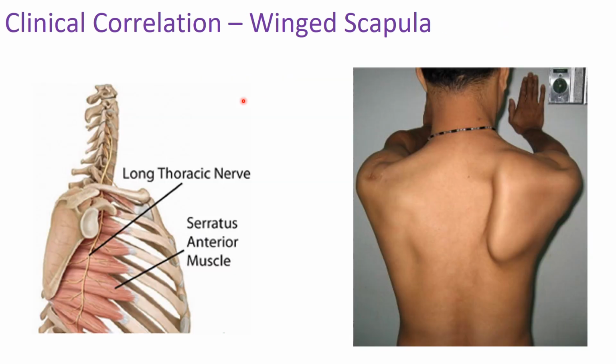The last clinical correlation, and one that comes up over and over again throughout your studies in medical school, is going to be a winged scapula. So over here, this patient has a winged scapula on the right. This is due to damage of the long thoracic nerve. Remember that the long thoracic nerve, spinal sections C5 through C7, is innervating the serratus anterior muscle. So if you have damage to the long thoracic nerve, the serratus anterior muscle is not being innervated. If the serratus anterior muscle is not being innervated, you will get winged scapula on the affected side.